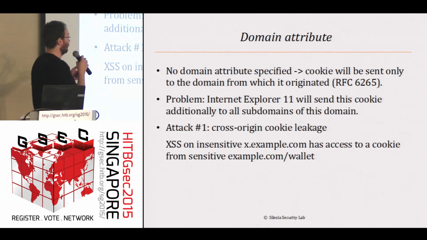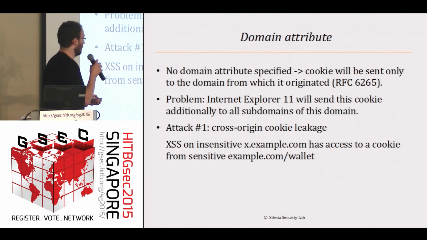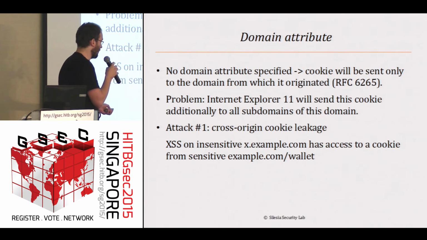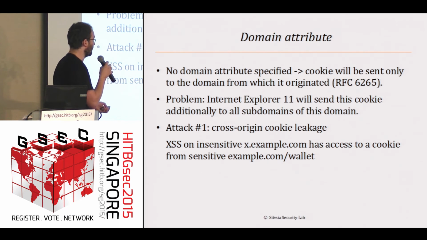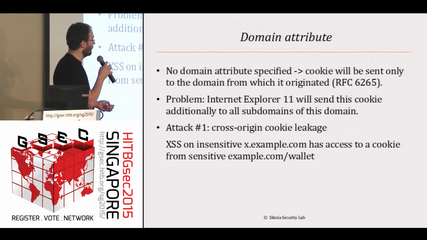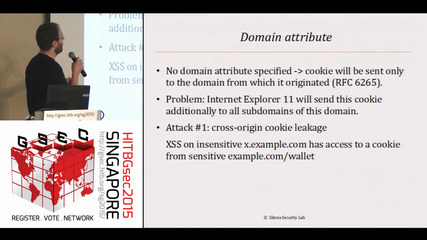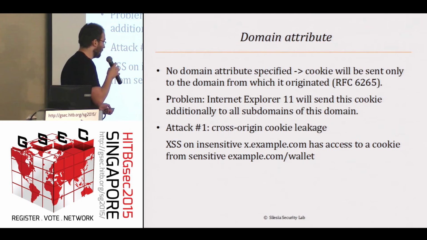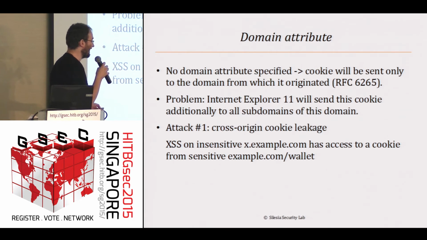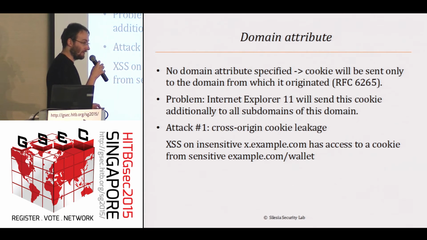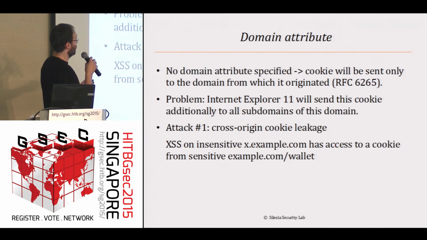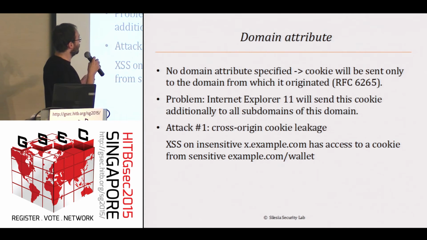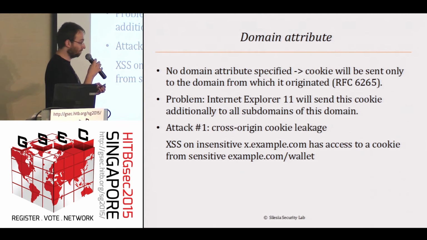But coming back to our case, here the developer was very smart, very educated, and read the RFC. And in this case, just example.com wallet, the developer did not specify the domain attribute. So now the developer is almost sure that this cookie for example.com cannot be accessed by subdomains, right? Because this was the reason why the developer didn't use the domain attribute, okay?